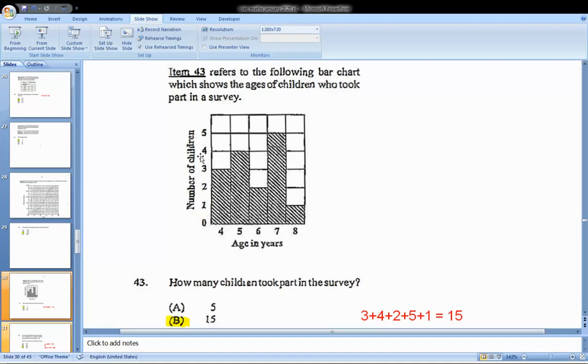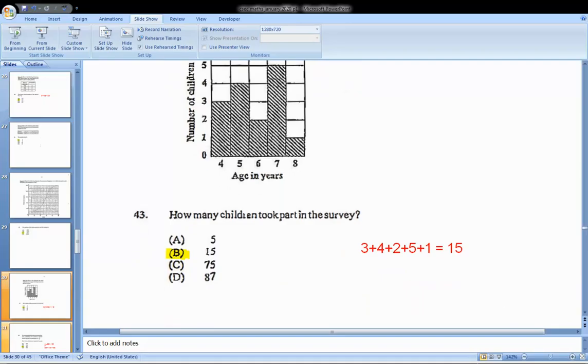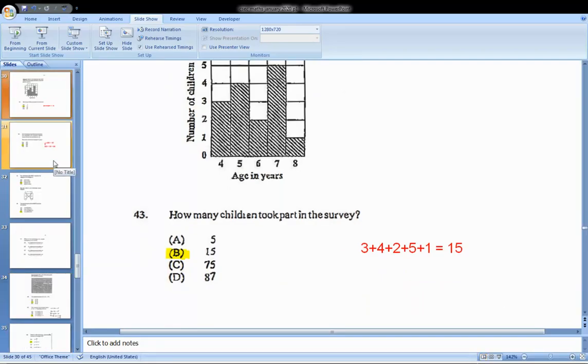So the number of children on this side. Right here we had 3 according to our information, and then 4, and then 2, and then 5, and then 1. So the total amount of children would be 15 who took part in the survey. So B would be your answer. Let's move on to number 44.